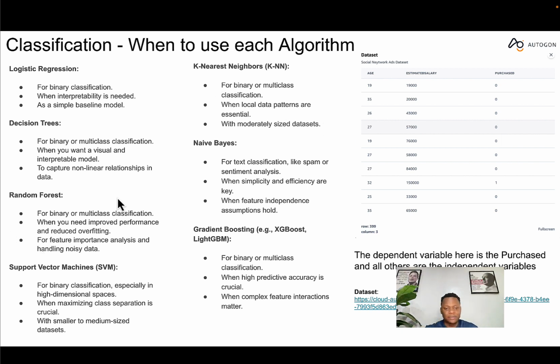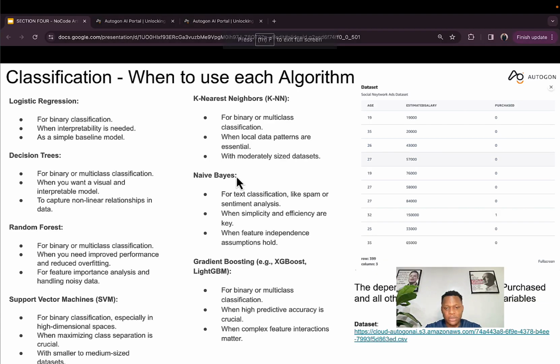However, there are some classification problems that are strictly for text. Yes, like naive Bayes for text classification, like spam or sentiment analysis, when simplicity and efficiency are key, and when feature independence assumptions hold. We are going to play with naive Bayes once we get into the NLP session, and there are some other algorithms that shine when it comes to image and text classification, and yes, beautiful stuff.